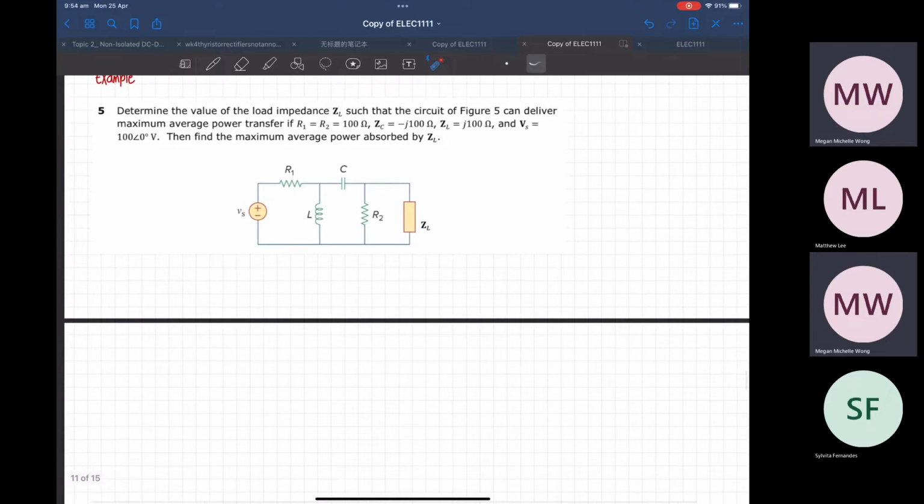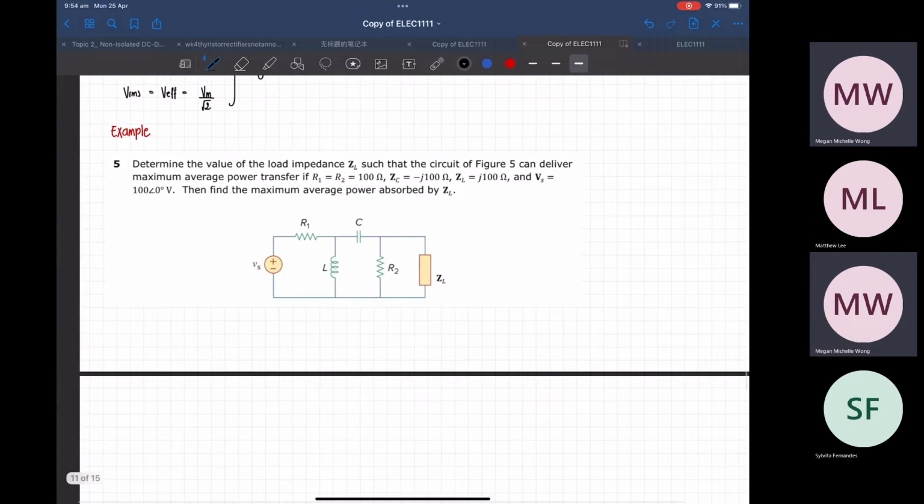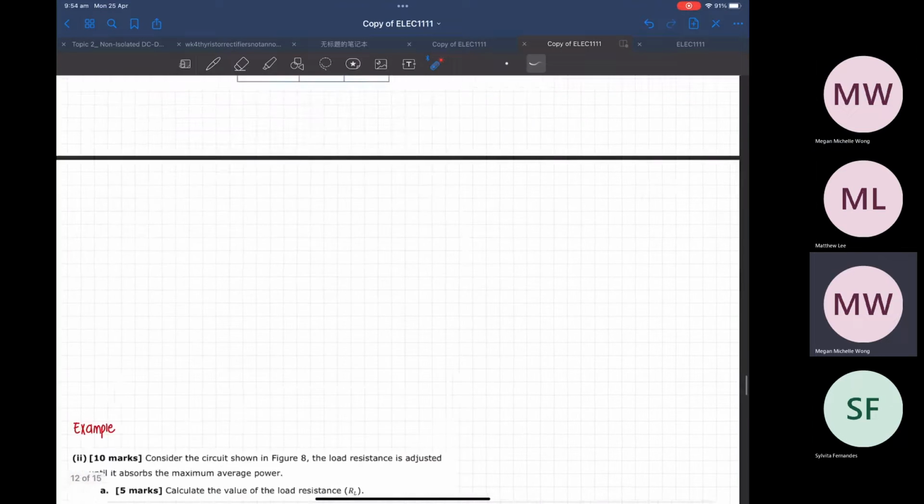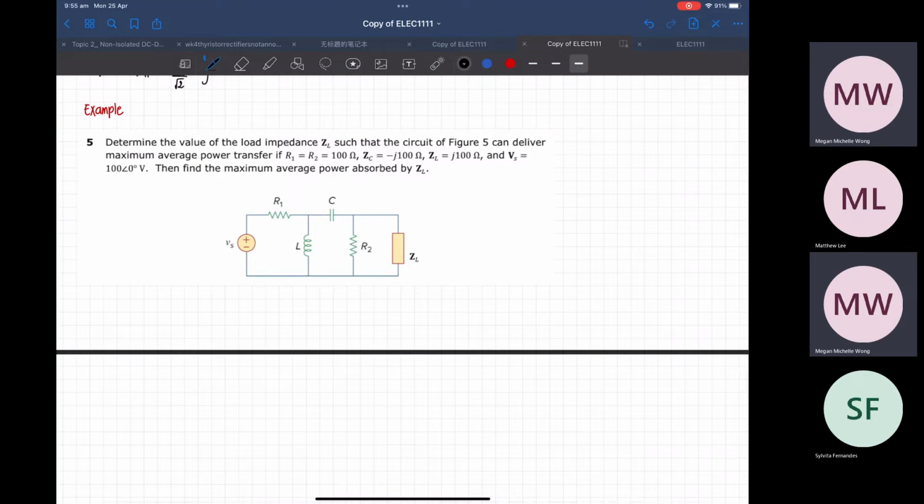Okay, let's do examples of maximum power transfer. I put one example with an imaginary load and another one with a real load. So let's solve the imaginary one.